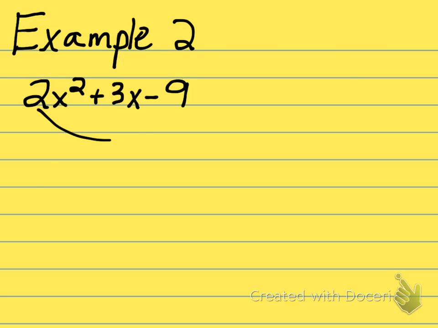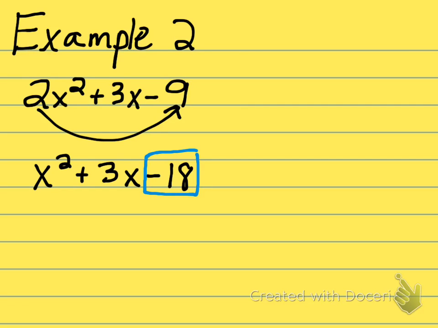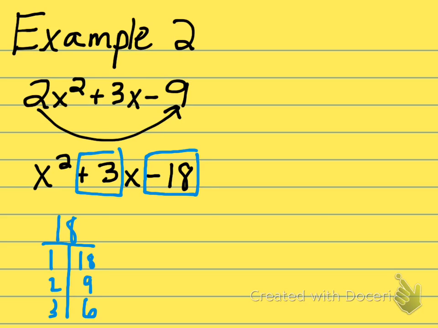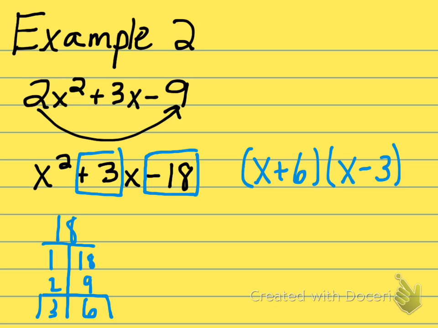Let's look at another example. We have 2x squared plus 3x minus 9. Start the same way. We're going to multiply 2 into negative 9 and rewrite the expression. When I do that, my c term becomes negative 18. So just like in normal factoring, we'll see the factors of 18, we will list those out, and then we will decide which of those can we get a positive 3. When I do that, I'm going to get x plus 6 and x minus 3.